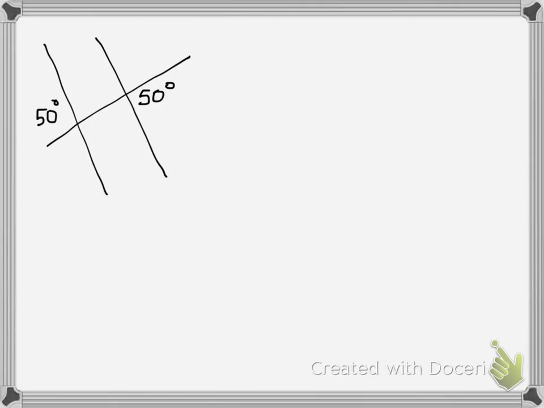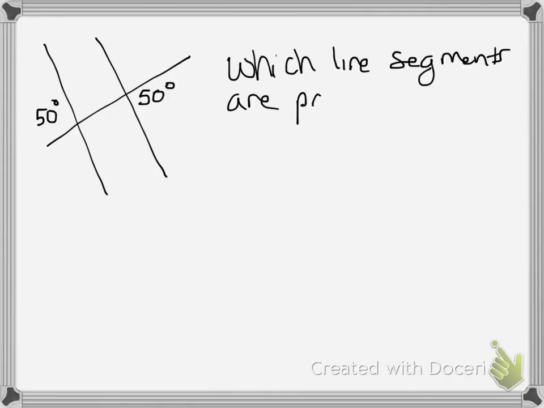So the type of question that you might get on this, I'm going to freehand this one. You would have two lines with the transversal, and it might be that this one's 50 degrees and this one is 50 degrees. And it would say, which line segments are parallel? Justify your answer.